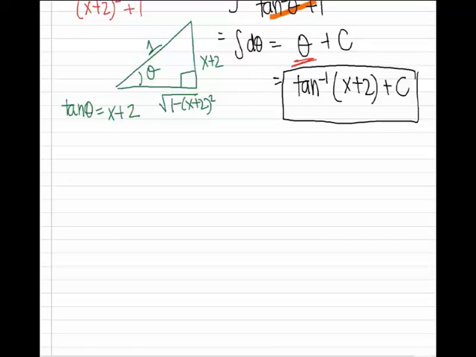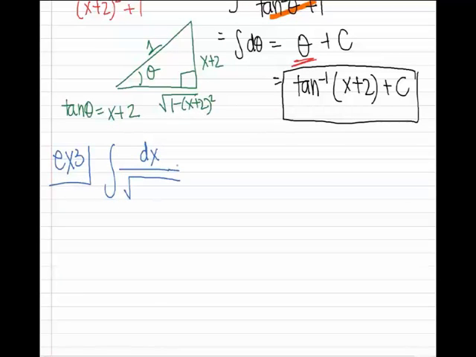Okay, I'm going to do a couple more with this completing the square, because I know that this is actually quite challenging for some of you guys. So we'll do the integral of dx over the square root of 1 plus 4x minus x squared. On the side, I'm going to do the completing the square. So 1 plus 4x minus x squared.